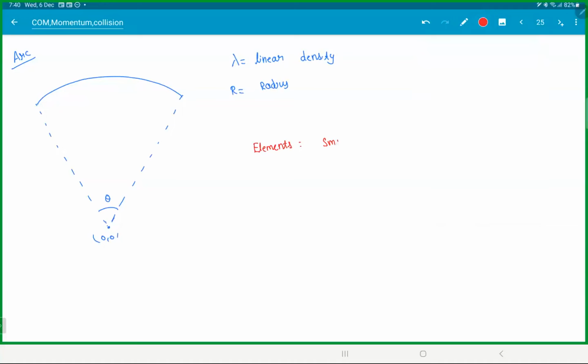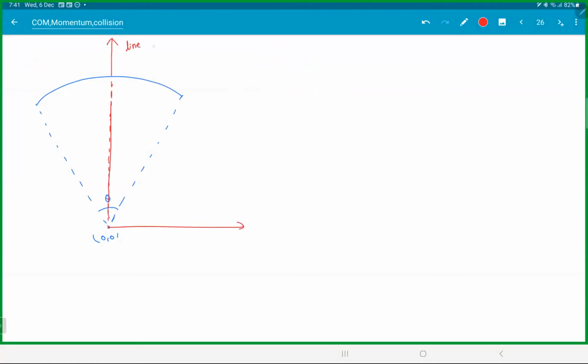The elements here are small arcs. So this is how we choose. First, can you tell me where the center of mass will be? You can see there is a symmetry, right? It will be exactly on the perpendicular bisector, this is a line of symmetry. So I can guess that the center of mass will lie on the vertical line, so there's no need to find the x coordinate.